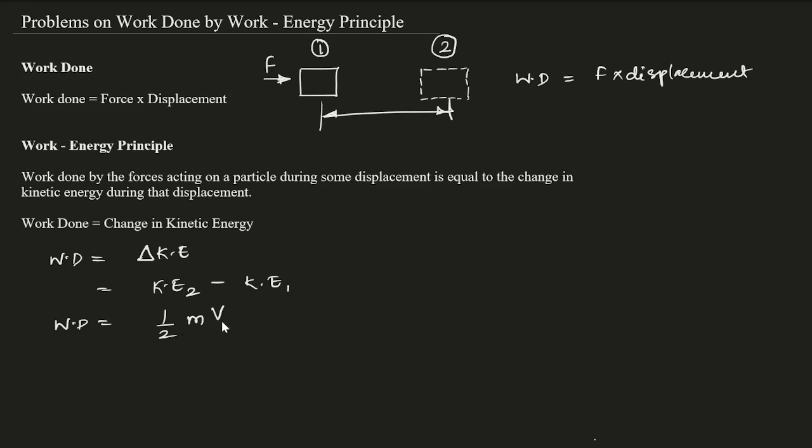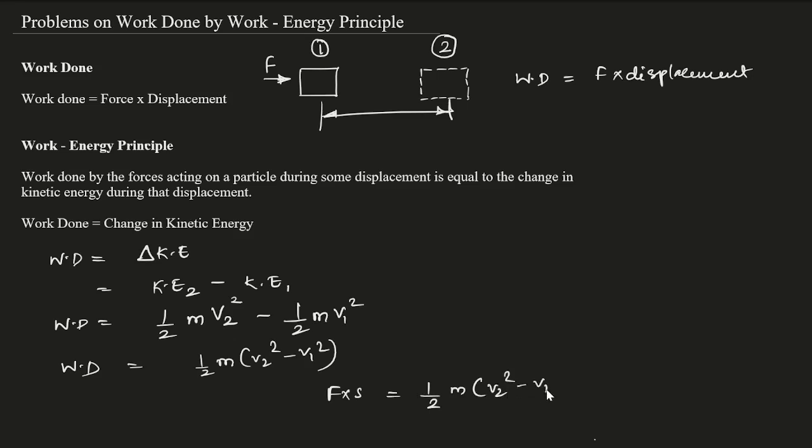So that means half m v2 square minus half m v1 square. In simple terms you can write half m into v2 square minus v1 square. This is the work done, or else we know work done is equal to force into displacement, force into s, or force into d, force into x. You can take whatever notation you need for displacement. This will be equal to the change in kinetic energy, and the formula is half into m into v2 square minus v1 square. By using this principle, we'll be solving the problems on work done.